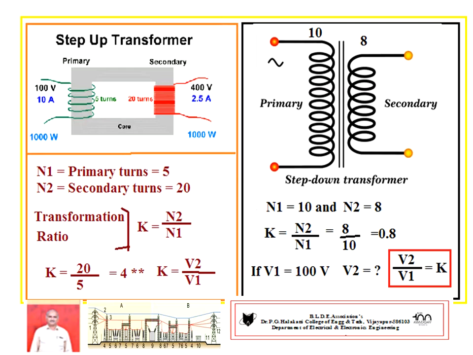Assume N1 is 10, N2 is 8, then K equals N2 by N1. K value becomes 0.8, and also K equals V2 by V1. We can use, if V1 equals 100 volts, then V2 becomes 80 volts. In this manner, the K value is very important. By using different types of winding selection, it is possible to design step-up or step-down transformers.